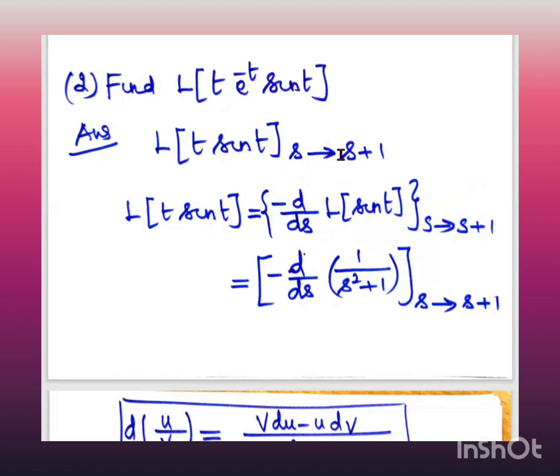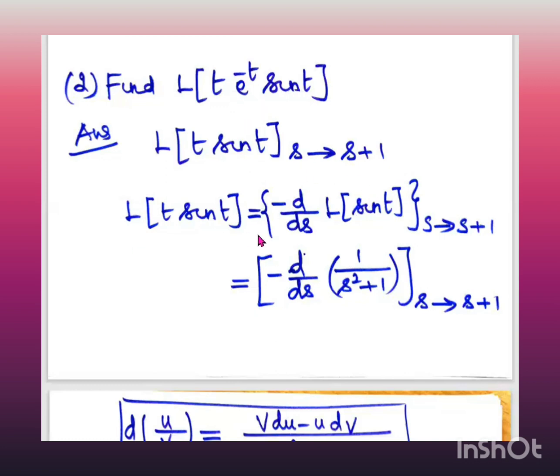Why I have written here s plus 1: e power minus t. If e power minus 2t is there, you have to write s tends to s plus 2. If e power 2t is there, s tends to s minus 2. Okay, so this is a way to solve the Laplace transform of t into e power minus t sin t. So L of t sin t, instead of e power minus t, s tends to s plus 1.